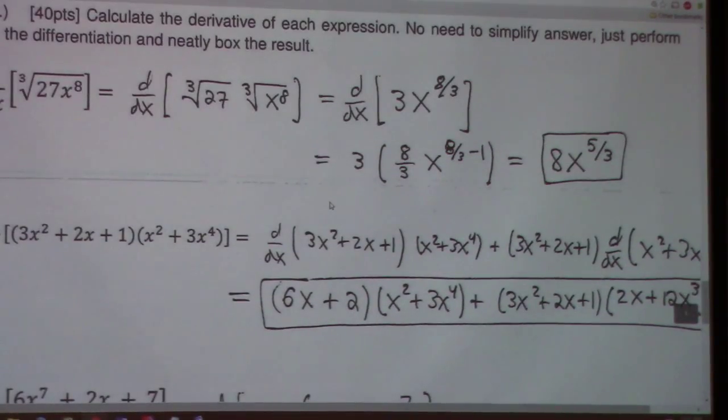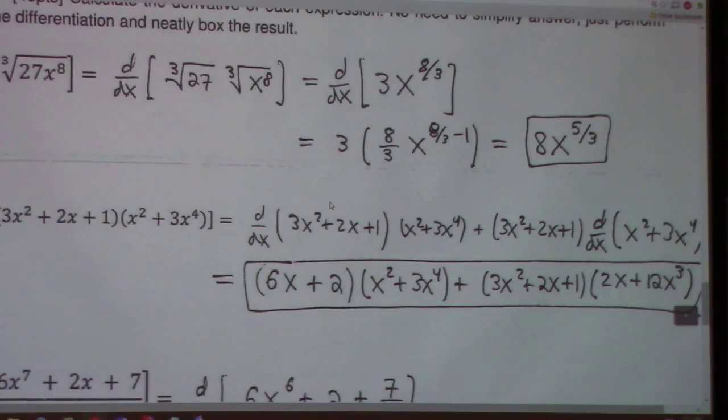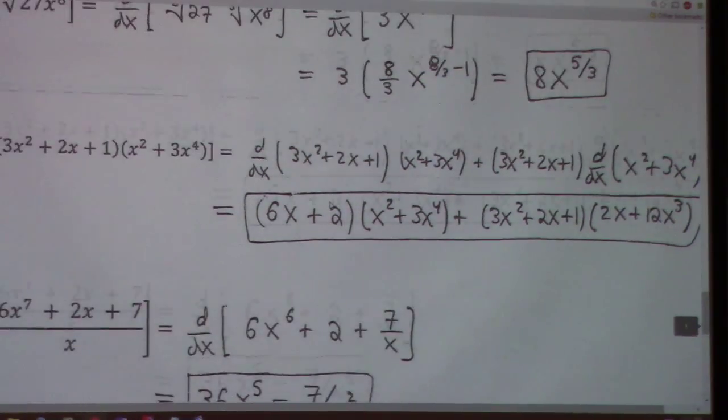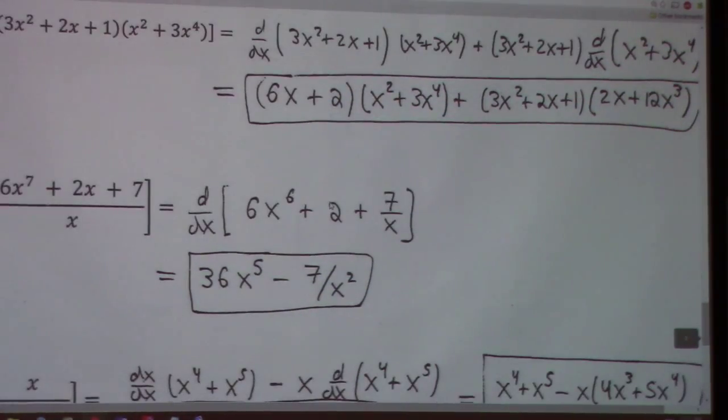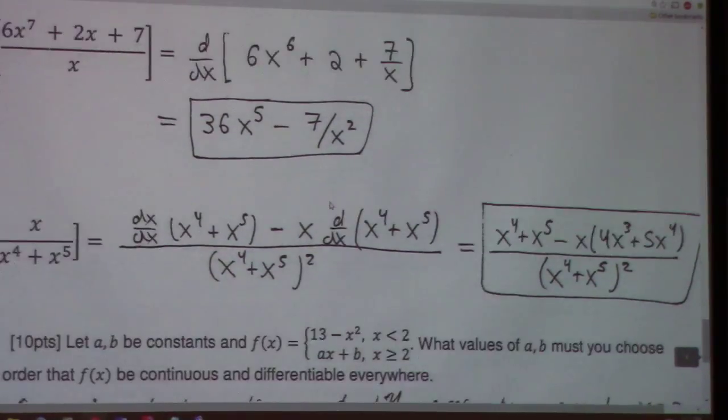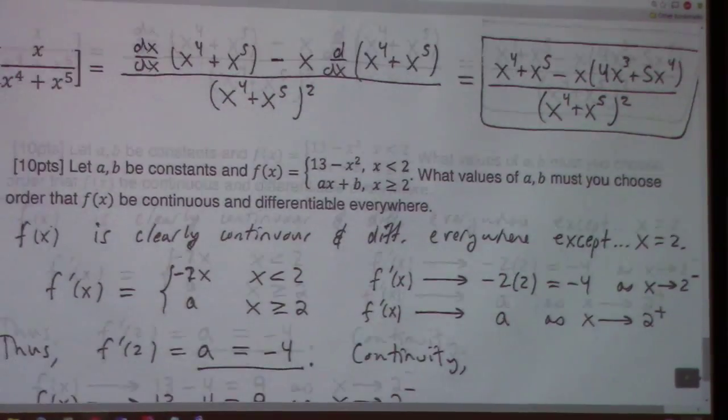Differentiation. Ah, yes. Remember when we used to differentiate? Thankfully, that's all gone now, right? We're not differentiating anymore. It's not true, is it? We're always differentiating. So, do you guys remember this problem?